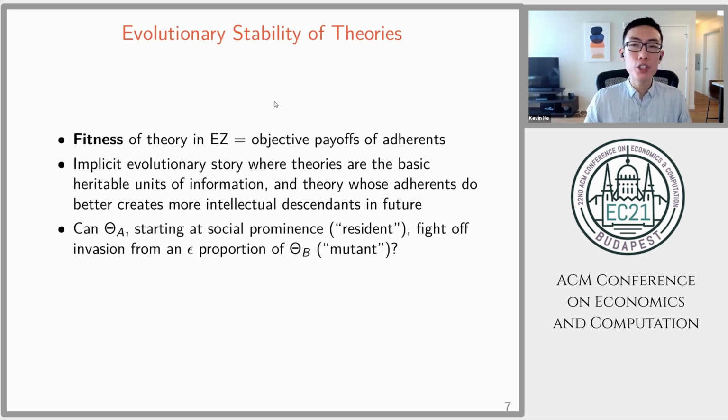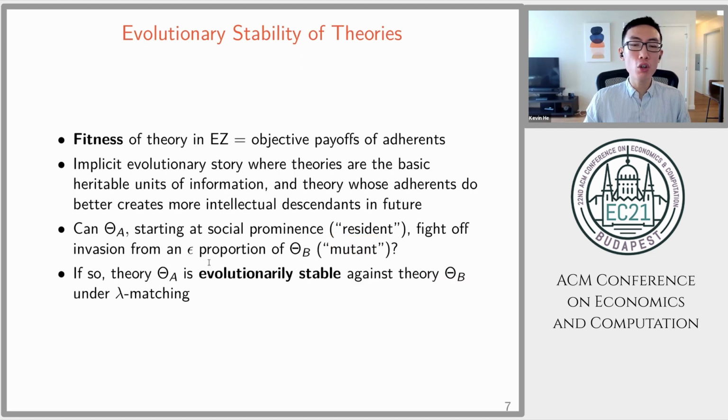The question of evolutionary stability is the question of, can a theory A, starting at a position of social prominence, called the resident theory, fight off invasion from epsilon proportion of a different theory B? We might call that the mutant theory. If so, we will say theory A is evolutionarily stable against theory B under the particular matching technology here.